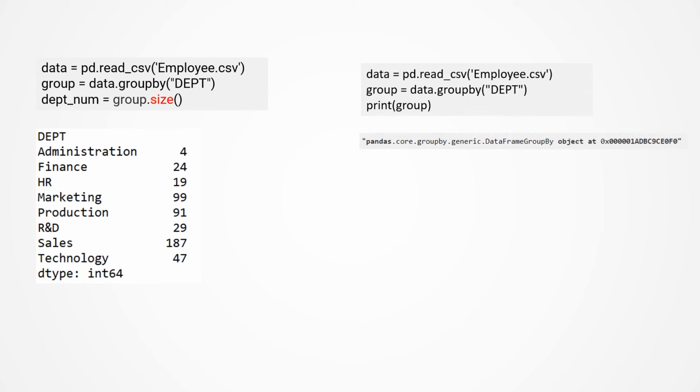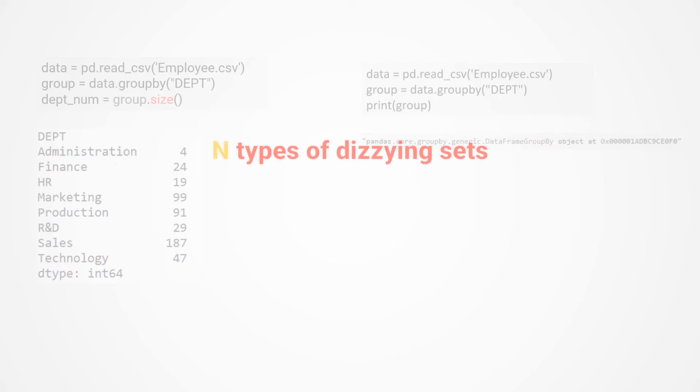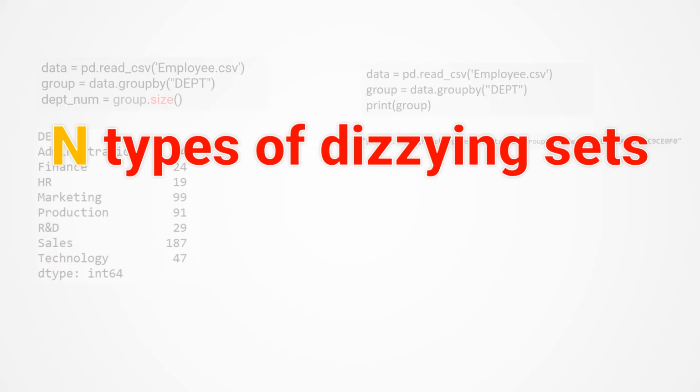There are similar phenomena, such as the result of a simple grouping, which should be a set of sets, but in reality it is a data frame group by, which is different from the first two types and cannot retrieve members by sequence numbers. There are a lot of similar sets in Python, each with its own adaptation scenarios and operation rules, which is dizzying.